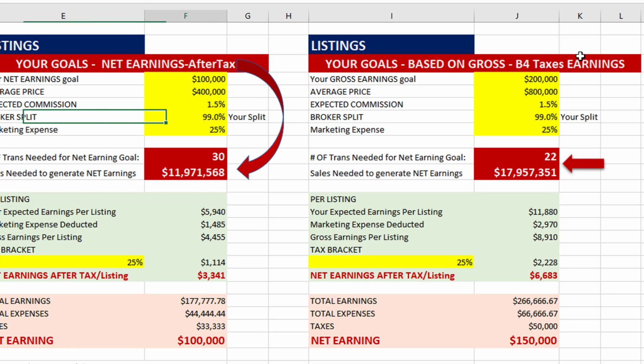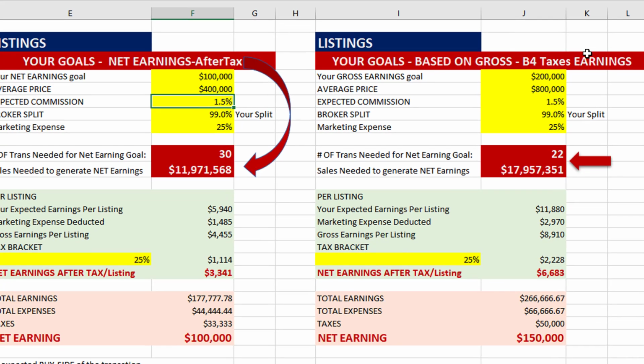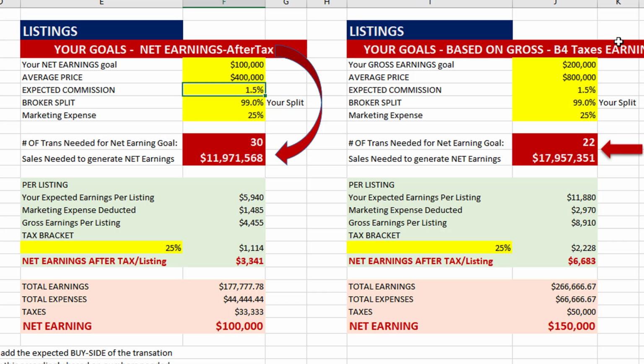Your goal is net earnings after tax. So after taxes, your earnings goal. If you want to do $100,000, prices $400,000, expected commission is 1.5%. 1.5% is a good one if you're in a team, or you're going to work on it with another partner, or you split it, or if you're offering a 1.5% listing service. However you want to define that. But you can come in here and put 3%, and then you can see it's just going to go in half.